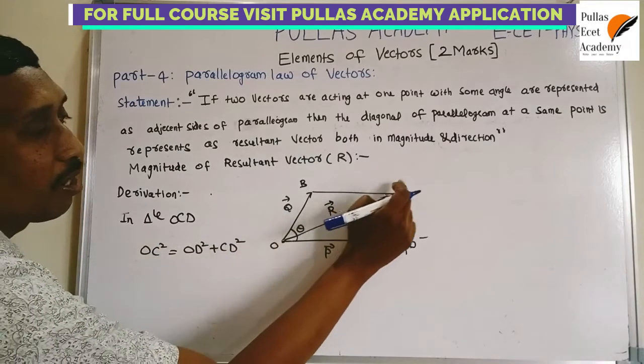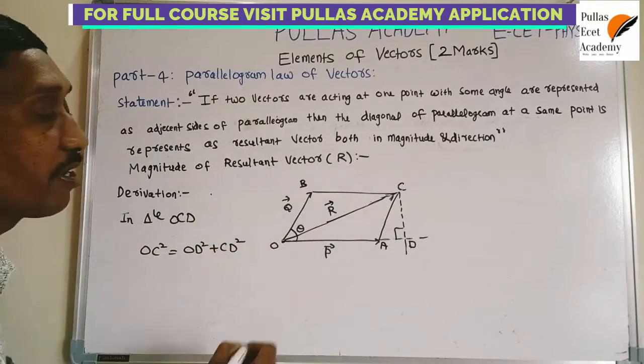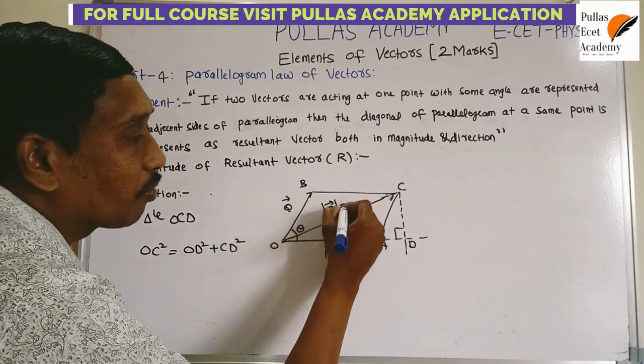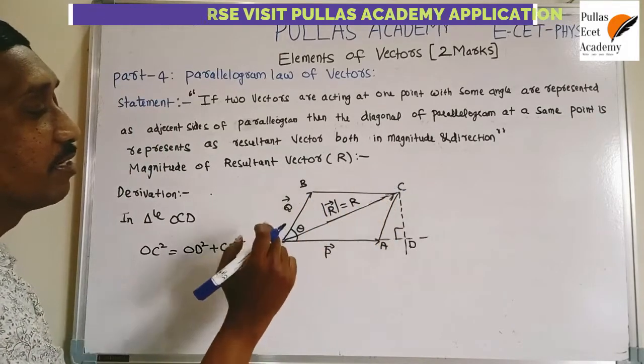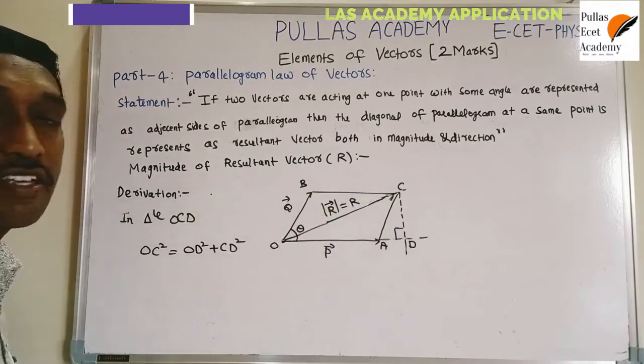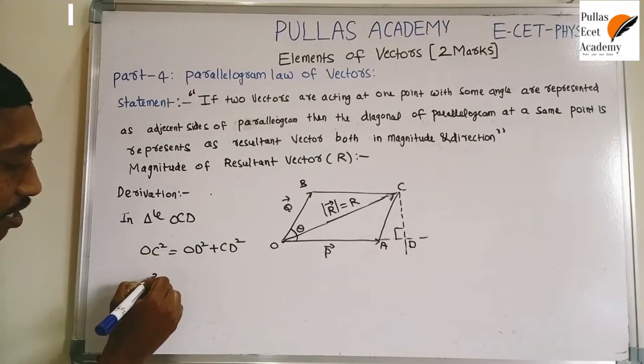OC stands for the side along which the R bar vector is acting. Its magnitude is denoted by what? Modulus R bar. Modulus R bar is simply denoted by R. That means OC, the length of this line segment, is R. That's why, instead of OC square, write R square.